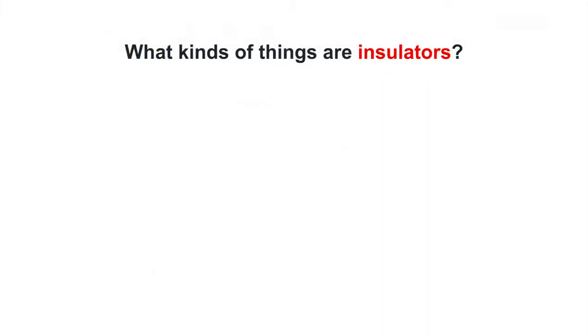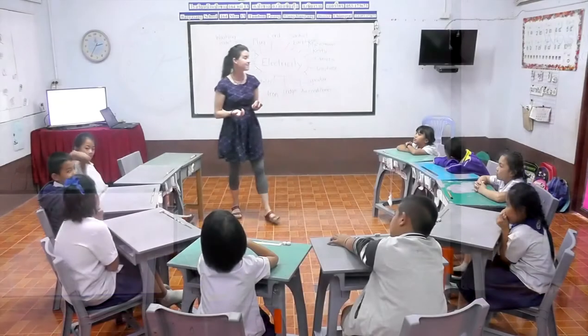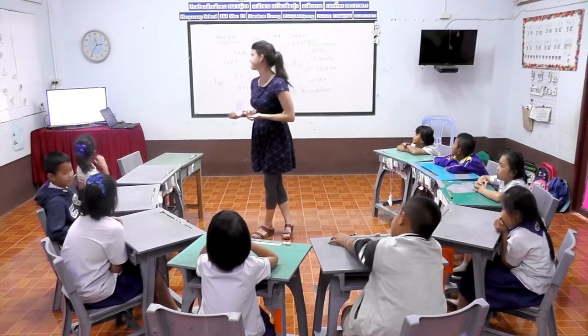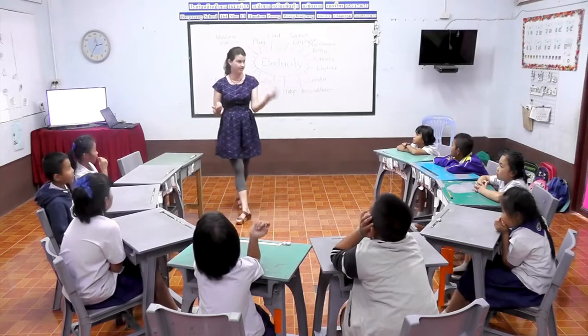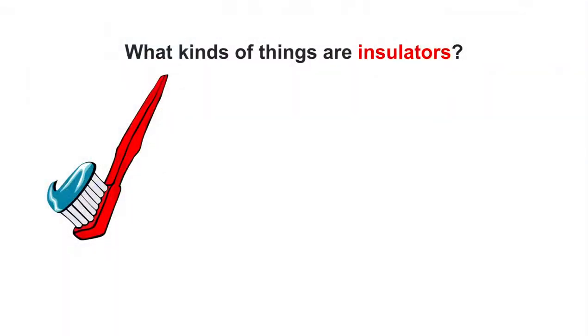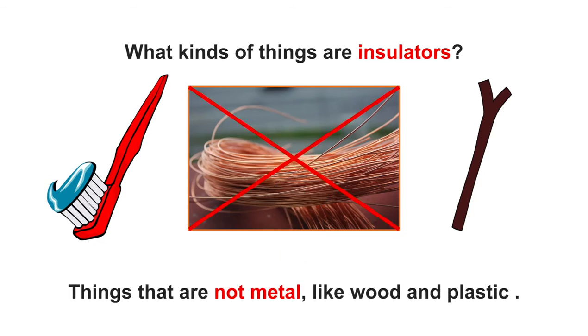Yeah. What kinds of things are insulators? What kind of things are insulators? Banana. A banana could be an insulator. Very nice. Or an apple. Yeah, what kinds of things are going to stop that electricity? Probably our stick. Do you think the toothbrush will stop the electricity? Yeah, it might. Things that are not metal, they stop that electricity.